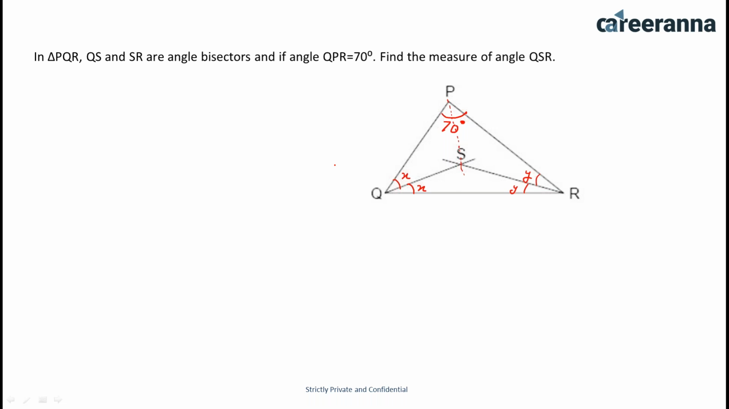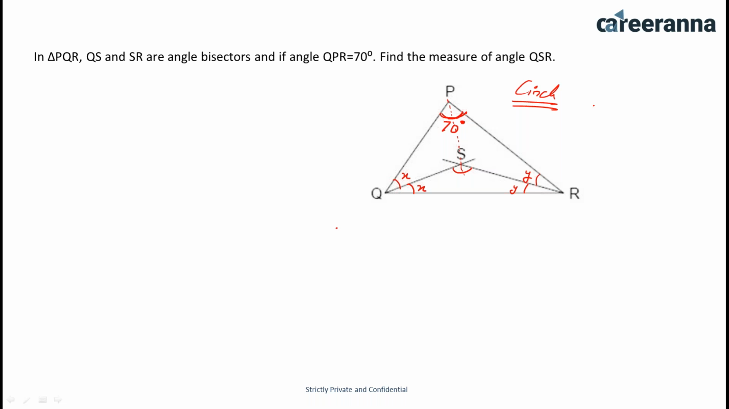Okay, let's discuss this. One student is saying 35 and one student is saying 125. Let me first clarify this doubt for you. Why are you saying 35? Because one student applied the concept that this angle is 70 and this angle is going to be half of it. But that is only applicable when this is a problem of a circle.